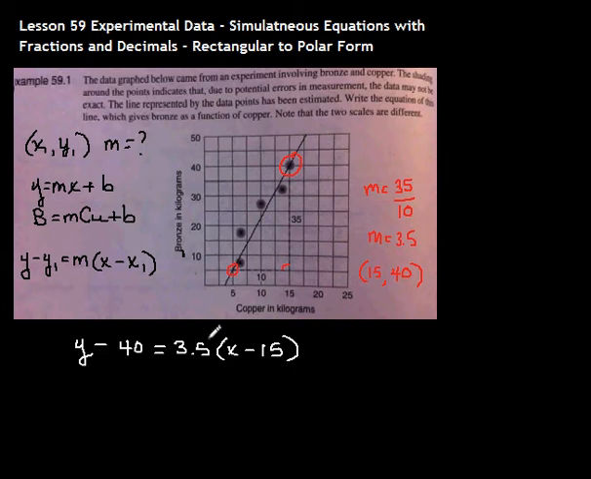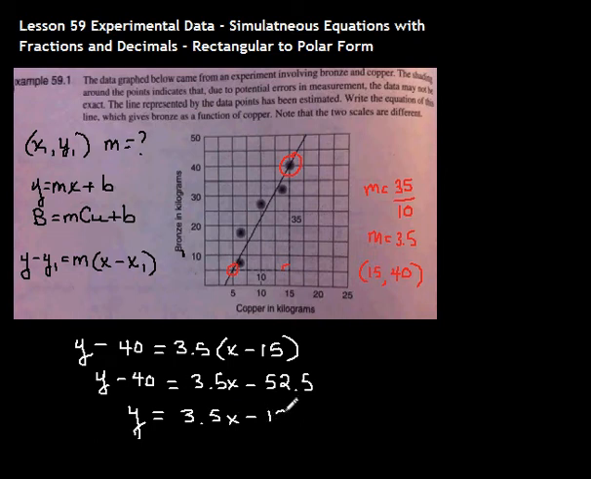So bear with me because I'm doing it different than the book does, so I'm going to need to use my calculator. Alright, so we're going to get y minus 40 equals 3.5x minus 15 times 3.5, which is 52.5. And then all I need to do is add 40 to both sides, so we get y equals 3.5x minus 12.5.